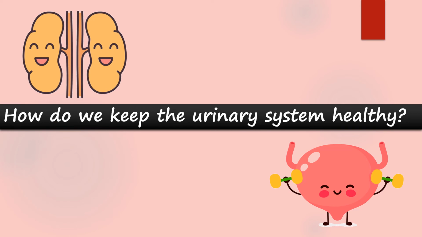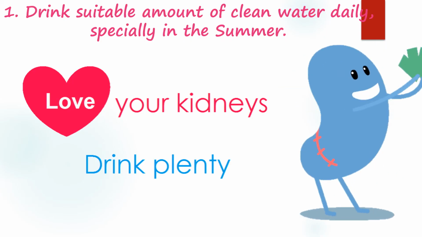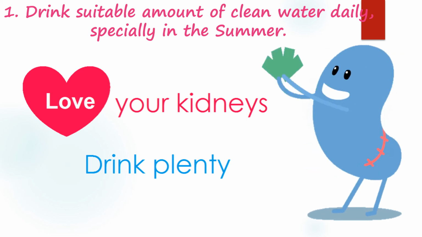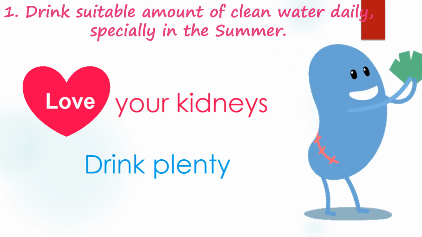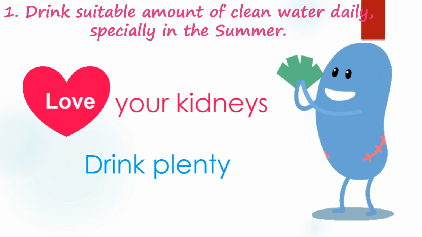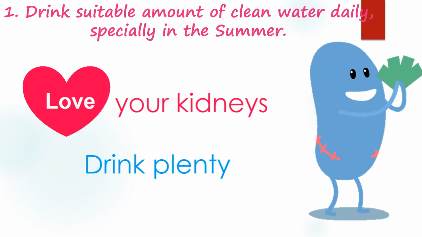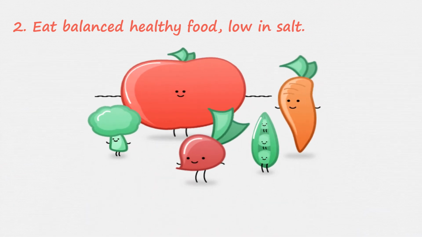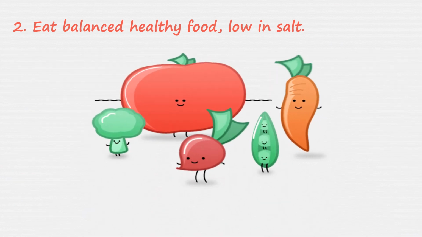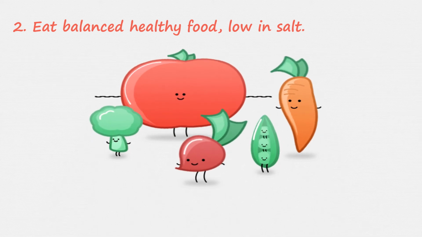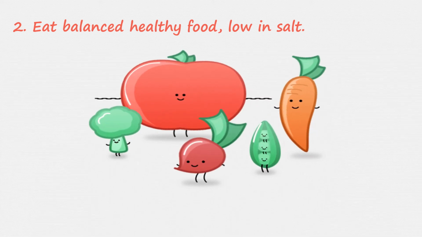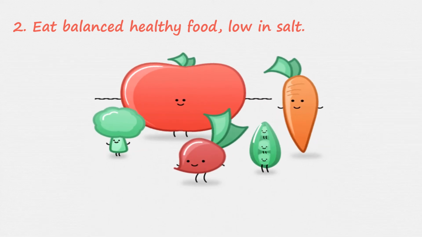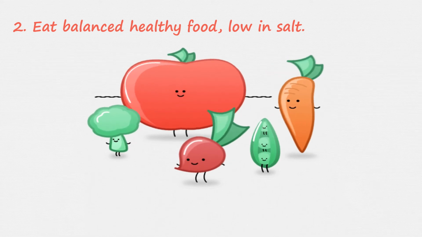How to keep the urinary system healthy? First, if you love your kidneys, drink a suitable amount of water every day because water is so important for the kidney to get rid of the wastes. Number two, eat balanced and healthy food that's low in salt, as your body gets rid of the excess salt, so be healthy and eat less salt.